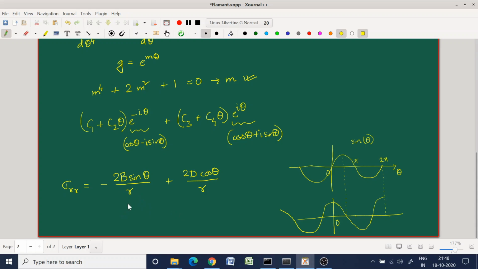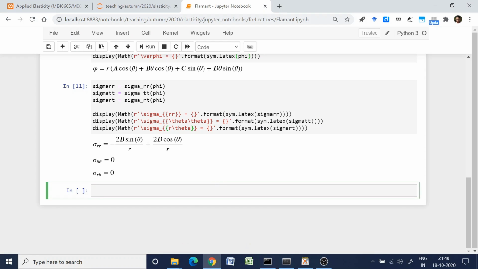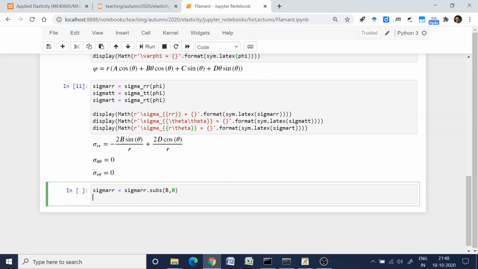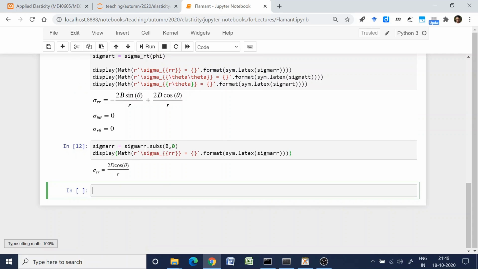So this term has to be deleted, this term has to be kept, which means that b must be equal to 0. That is the latest achievement in our series of detective works. If we go back to our Jupyter notebook, for our sigma rr we can substitute b as 0, and we have this new form for sigma rr. Now our job is practically complete.